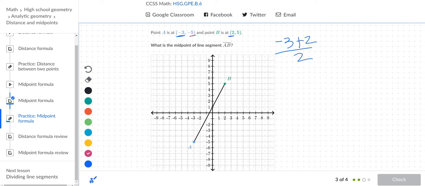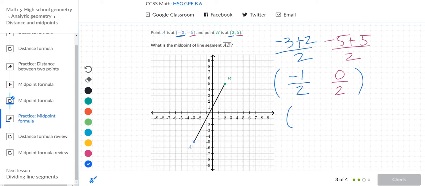And then you do the same thing for your y's. It's negative 5 plus, you're always adding them and dividing it by 2. So negative 3 plus 2, negative 1 over 2. And then your y's is negative 5 plus 5 is 0, over 2. This doesn't simplify anymore, but just to show you guys that you could simplify them to decimals if you want.